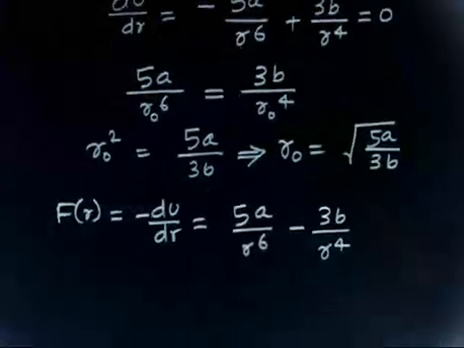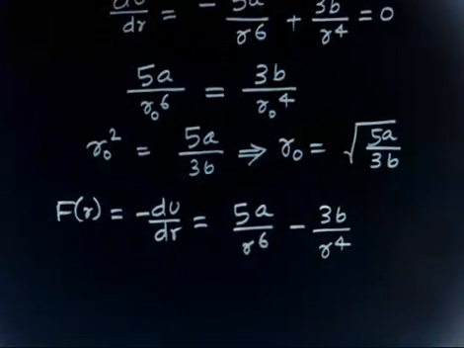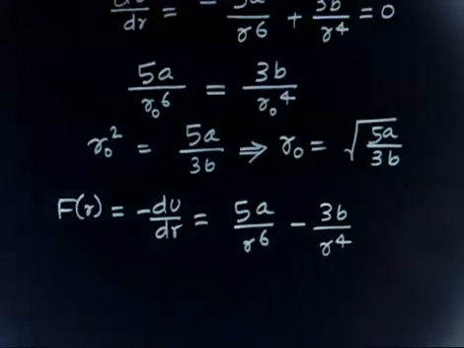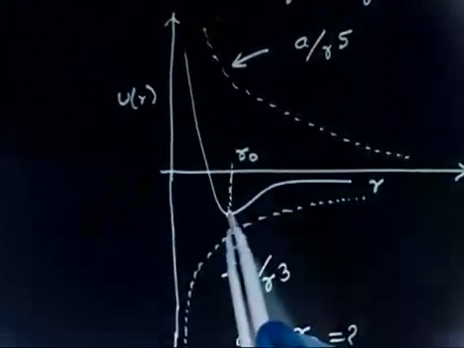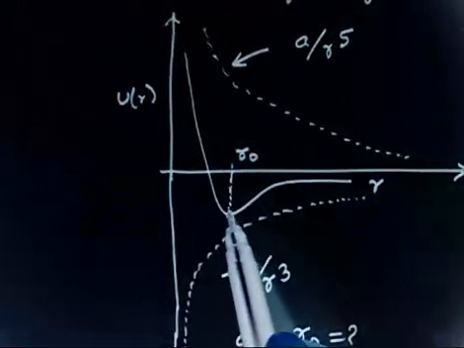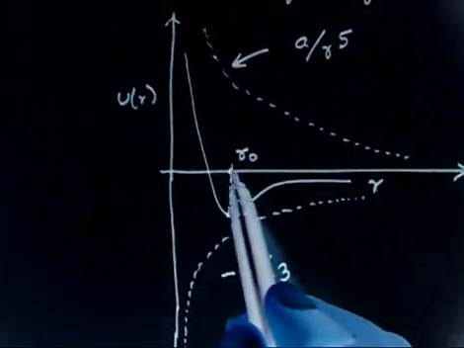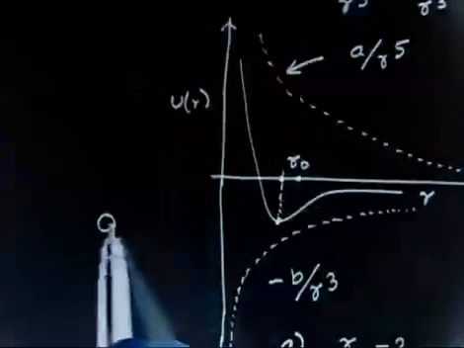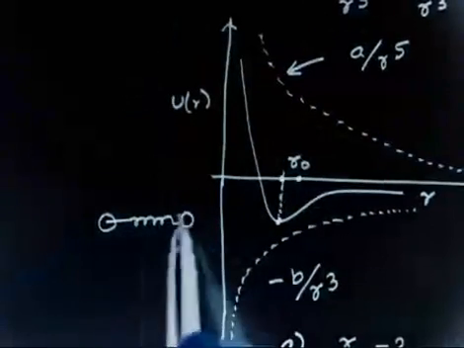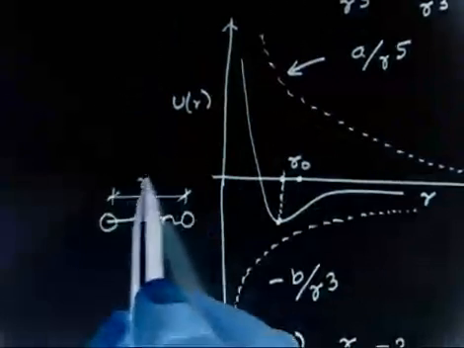Now let us try to see something about SHM. So this is my equilibrium position. If you see the graph, this is my equilibrium position. If I displace this particle from here to here, so if I increase the distance between two atoms, this is the equilibrium distance between two atoms. So this is r naught.